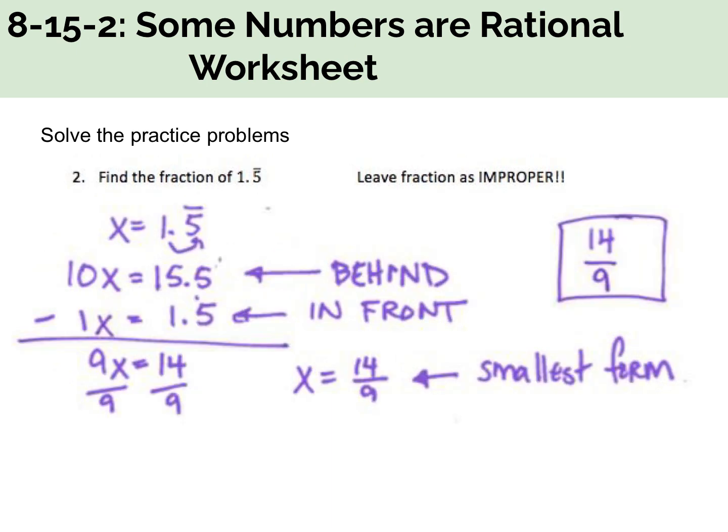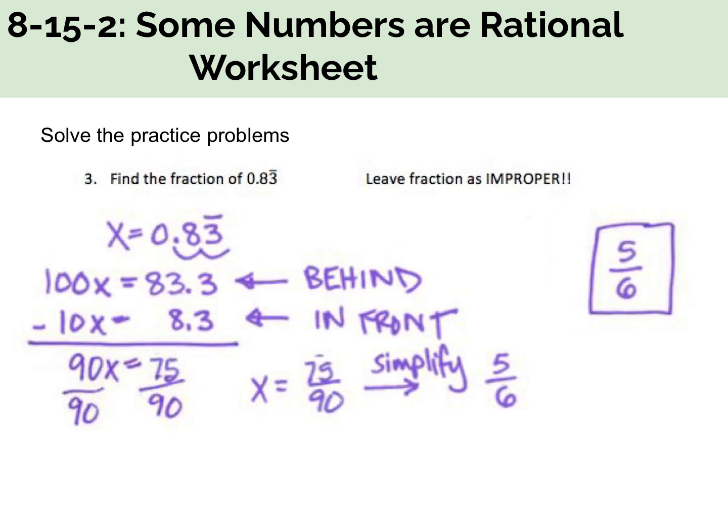Here is number 2. So x equals 1.5 repeated. The behind is we moved it over, so it's behind here. We moved it once, so it's going to be 10x equals 15.5. And then in front, it's already in front of the repeated, so we didn't need to change this equation. Go ahead and subtract it off. We get 9x equals 14, divided by 9. This is also in simplest form. Notice how it's not a mixed fraction, it's actually improper.